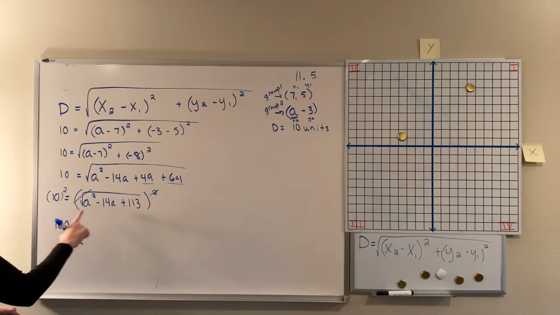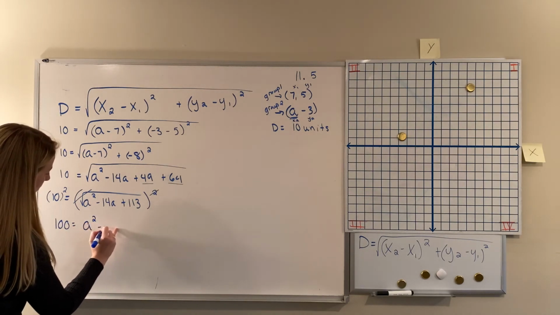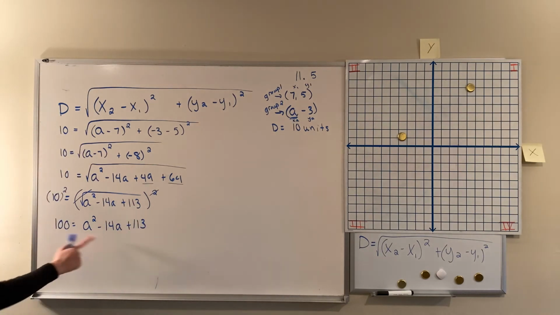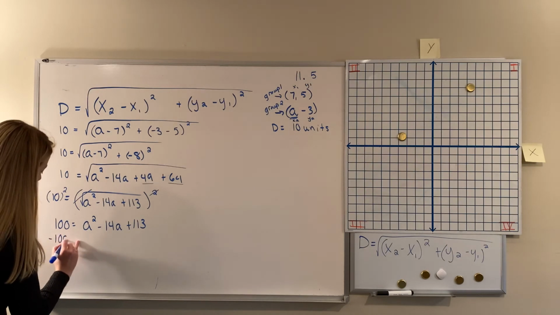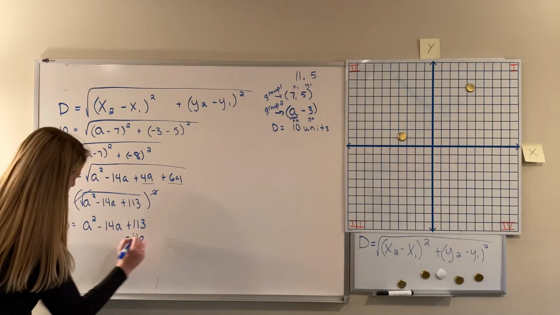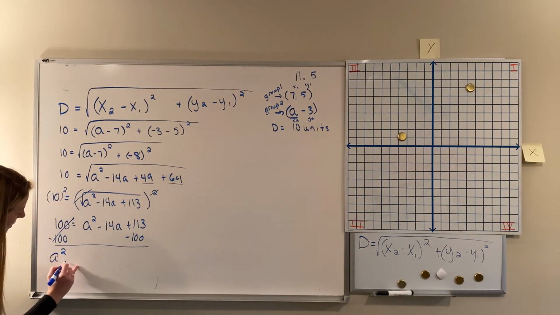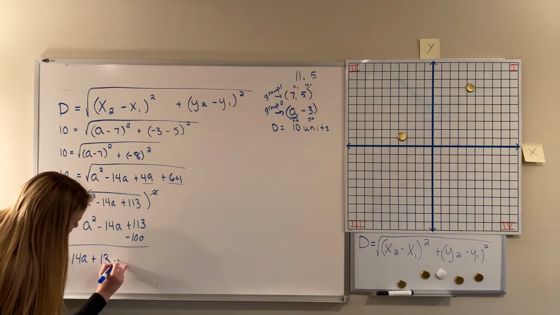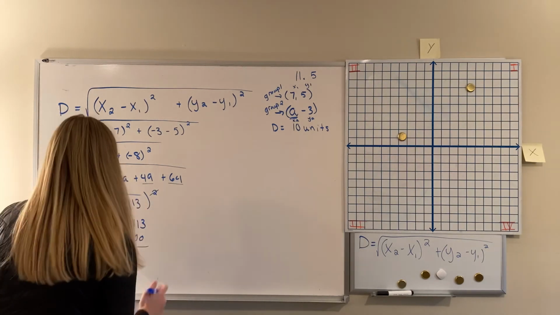And now because I've squared the square root, I'm just left with the terms on the inside. So A squared minus 14A plus 113. My goal is to have this set equal to 0 so that I can factor it and solve for my individual values. That means I'm going to have to bring 100 over. So subtract 100 from both sides so that this term is set equal to 0. And now I'm left with A squared minus 14A plus 13 is equal to 0. All right, I'm now going to bring my work over here so that we can see it a little more clearly.